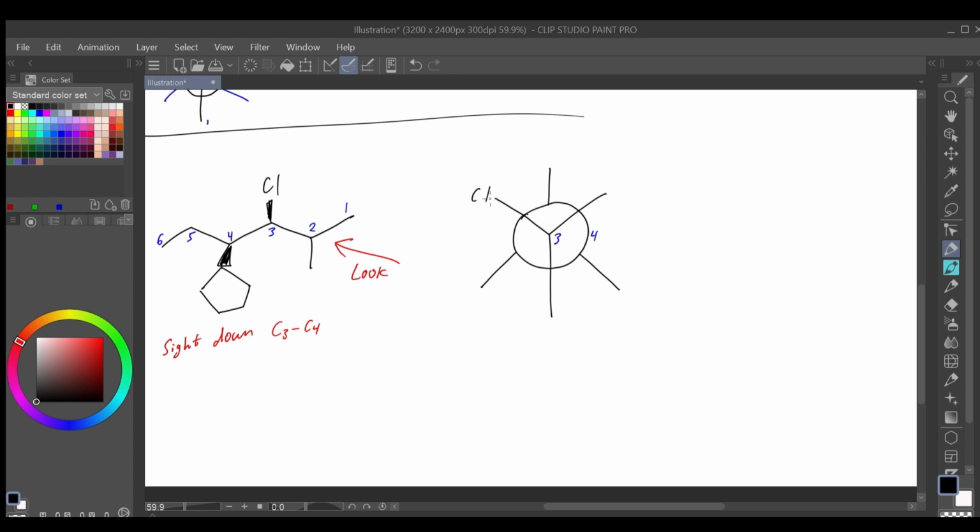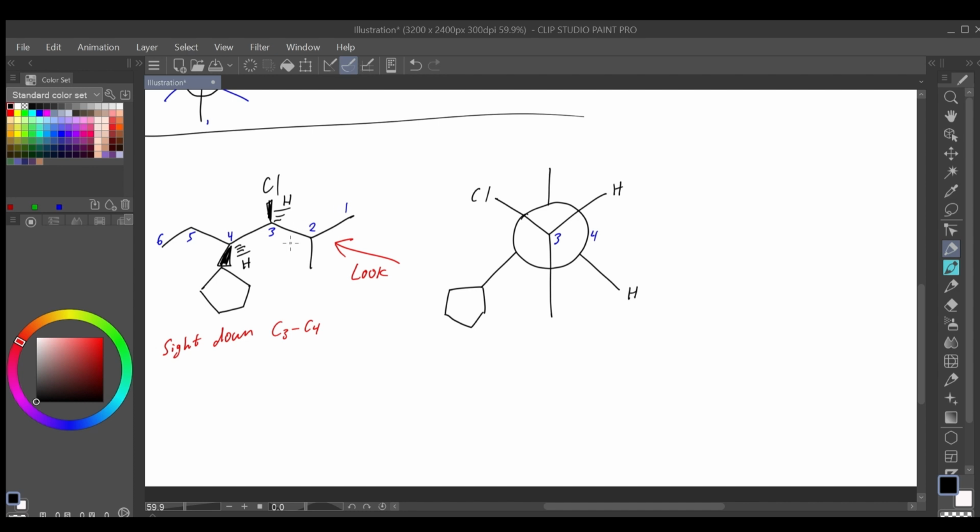Now, if you build a model, you look at the model down carbon 3, carbon 4, you can tell right away that the wedge chlorine coming out at you from the line angle must be on the left hand side in the Newman, and then the dash hydrogen, I draw it for you because I'm nice, it must be on the right hand side in the Newman. Same idea for the cyclopentyl on carbon 4, it is on the left hand side in the Newman if it is wedged on the line angle, and then you have that dash hydrogen on C4.